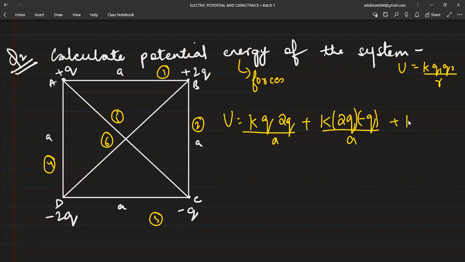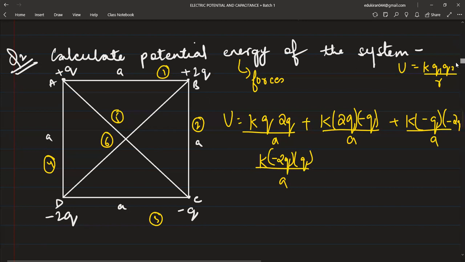So this is K, minus Q into minus 2Q divided by A. Then between these two, this is K, minus 2Q into Q divided by A. So these four are over. Now these two are left, fifth and sixth. Now for fifth and sixth, we require one more thing. We require the diagonal.